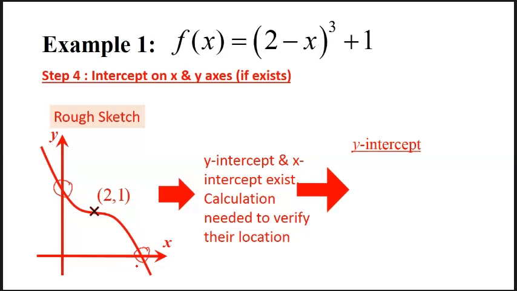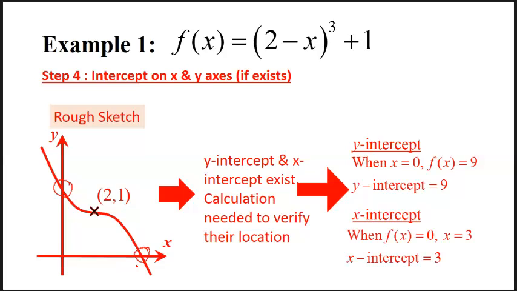To calculate the y intercept, I can just let x equal 0 to find out f(0) equals 9, where the y intercept is 9. Whereas for the x intercept, we can just use a calculator if you want a fast result, or you can calculate manually if you have sufficient time. You find that for the x intercept, when f(x) equals 0 or y equals 0, we have x equals 3, so the x intercept is 3.